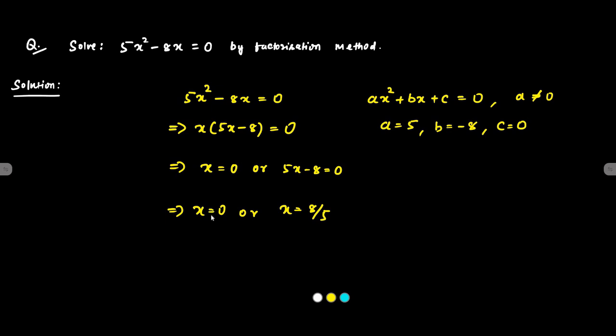So the two roots, the two solutions, are x = 0 and x = 8/5. These are the two roots or solutions of the quadratic equation.